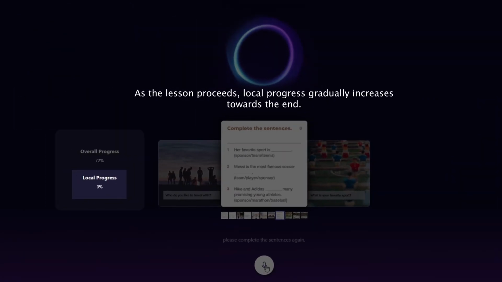As the lesson proceeds, the local progress, which indicates the progress within an instruction, gradually increases toward 100%.